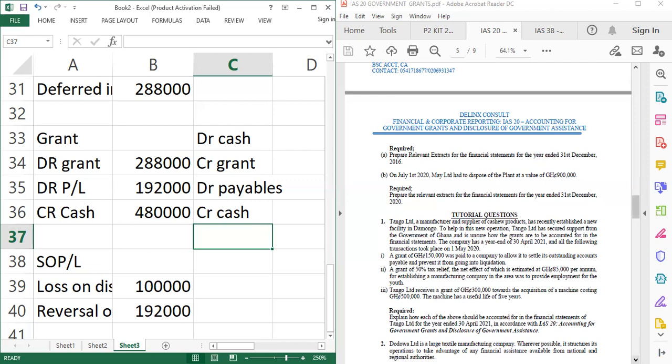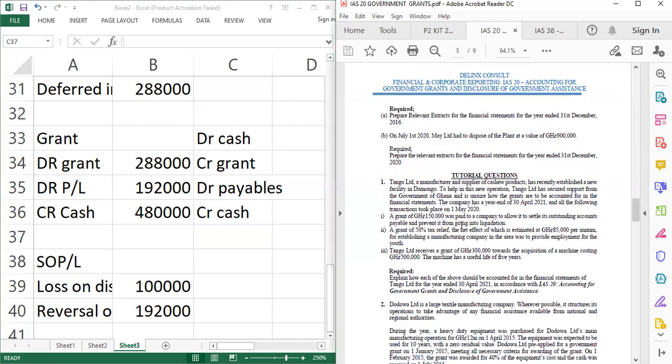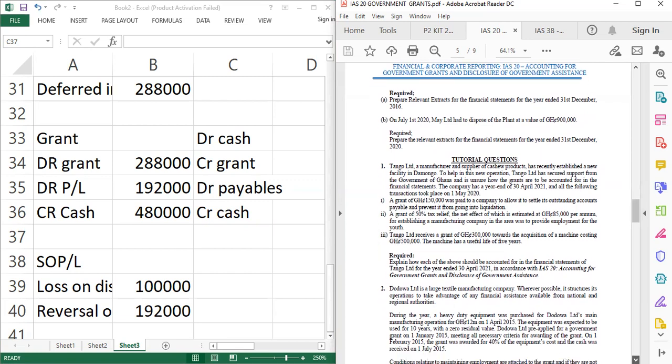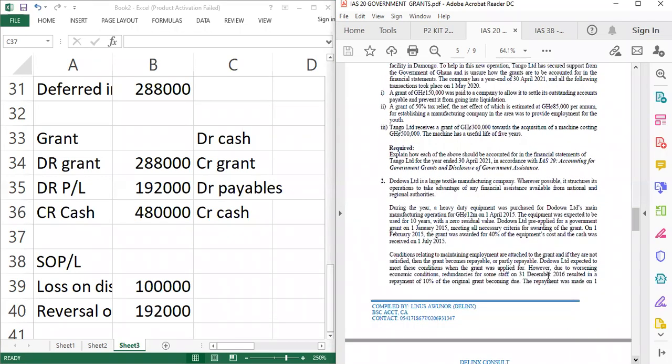All right, FR people, this is how your question will come. Sometimes they will give you the grant for a number of years. Maybe they can say the 150,000 was given to employ people for 5 years, so you amortize it over 5 years. Every year you take 30,000 there. Let's look at this particular question, then we stop.